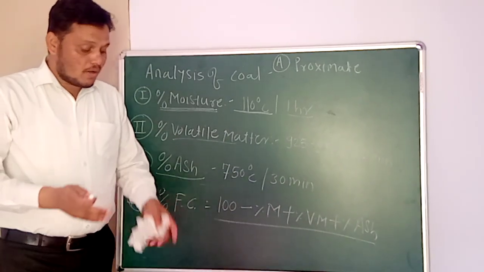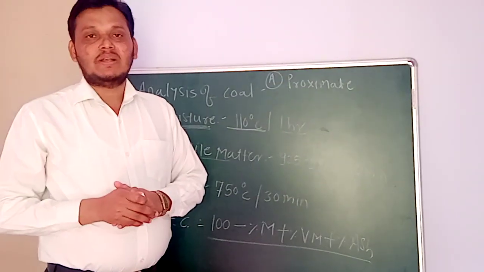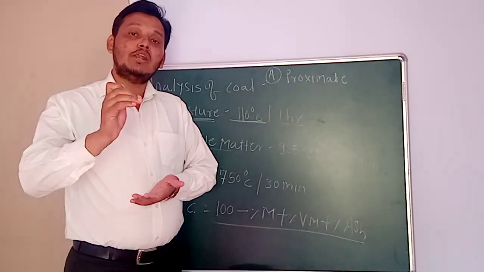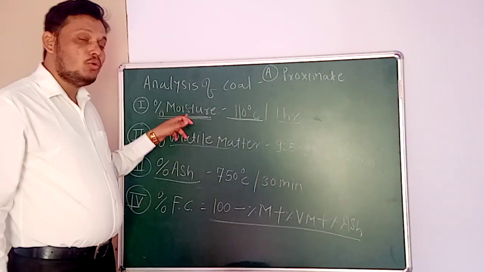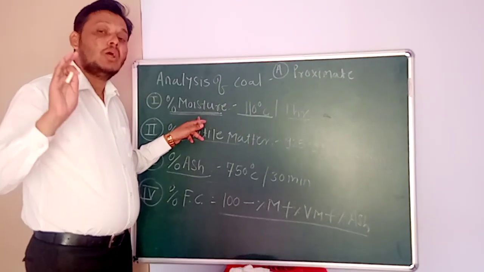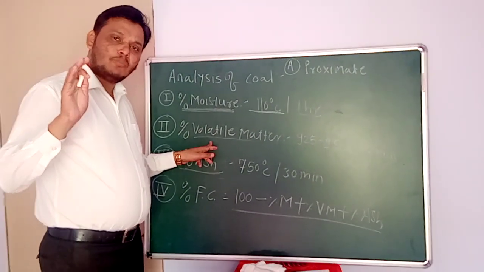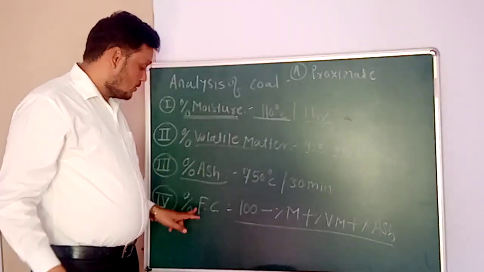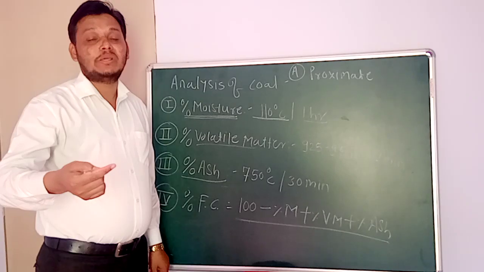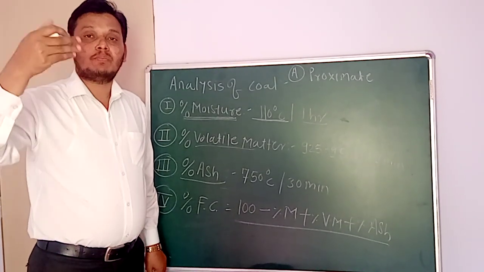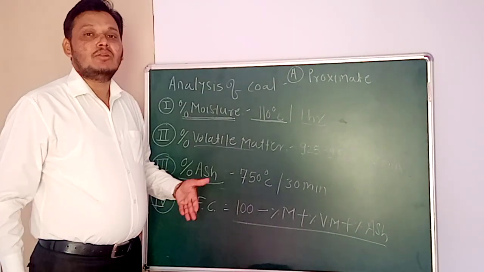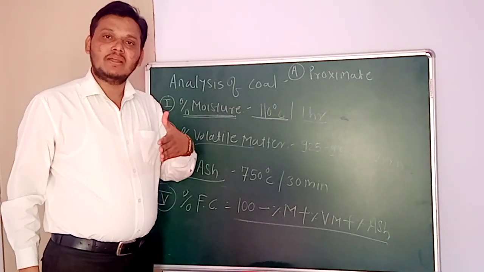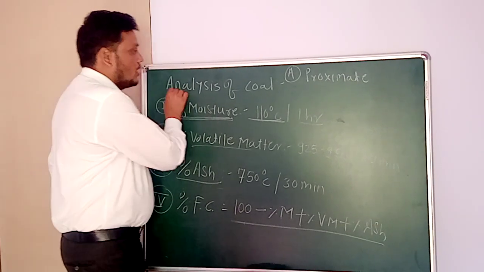We can determine the percentage of fixed carbon. Now, what is the significance of proximate analysis? A good quality of coal should have low moisture content, low volatile matter, and low ash content, but it should have a higher percentage of fixed carbon, because as the percentage of carbon increases, calorific value goes on increasing. So this is the significance of proximate analysis. I think we will stop here.